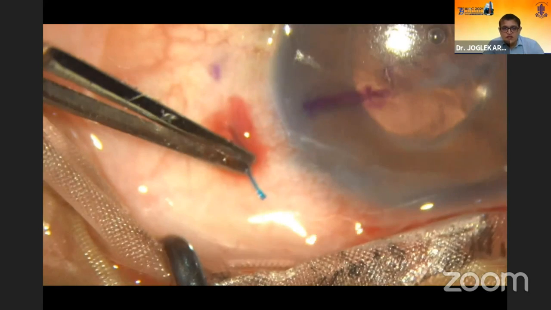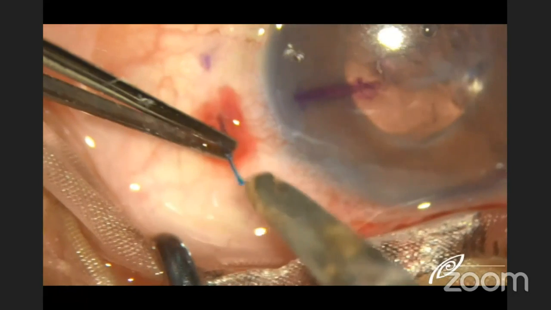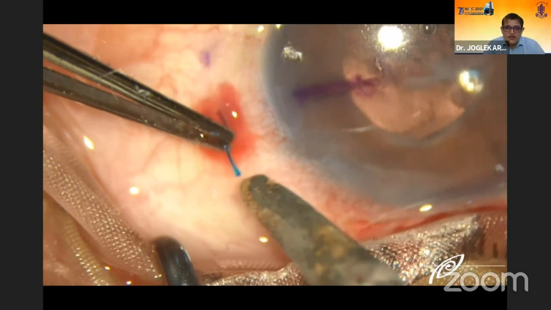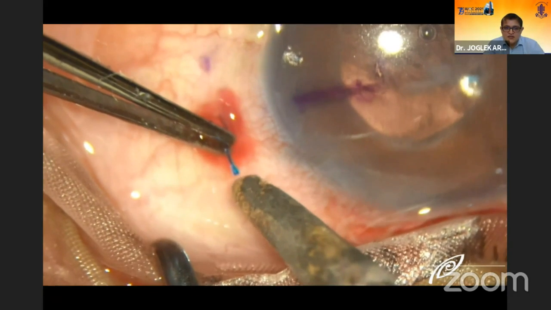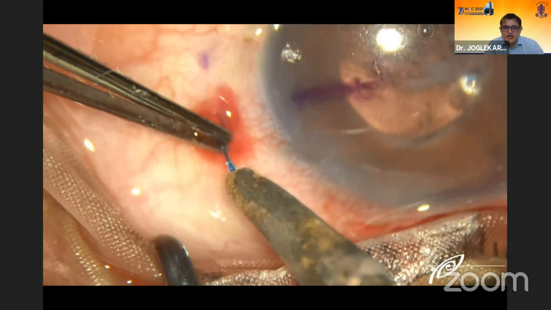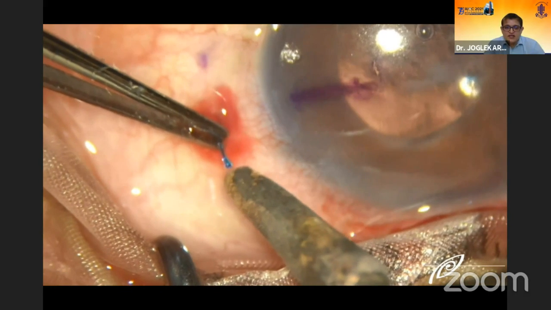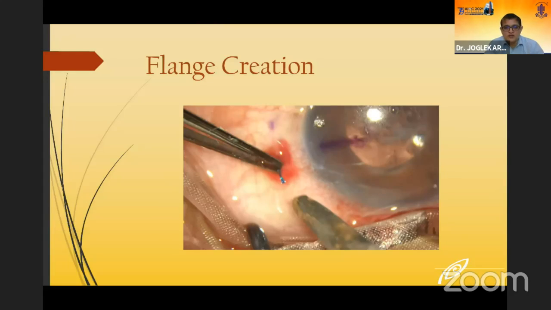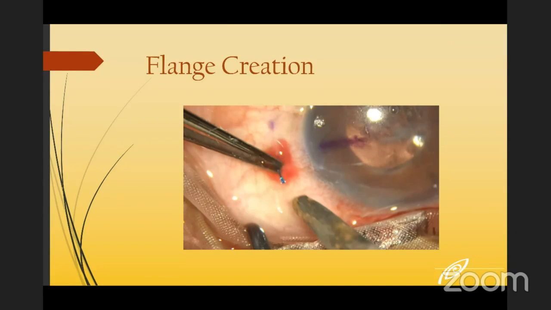Flange creation has to be done by keeping the heat source away. As you can see, there is some distance. Only by the radiation heat am I creating a flange. This way, it will not be visible outside. It will go inside the tunnel, plug the tunnel, and not go inside.